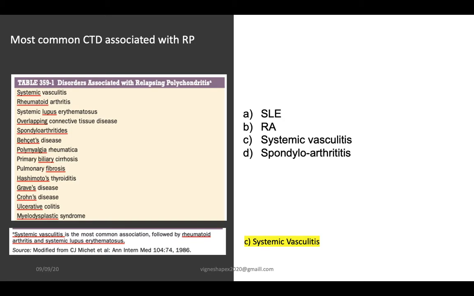So relapsing polychondritis is an autoimmune disease, okay, which is associated with recurrent episodes of polychondritis. Chondritis means inflammation of cartilage. So there are recurrent episodes of inflammation of cartilage. The most common association is going to be systemic vasculitis, which is followed by the majority of your systemic autoimmune rheumatic diseases. So this could be a potential MCQ for you people.